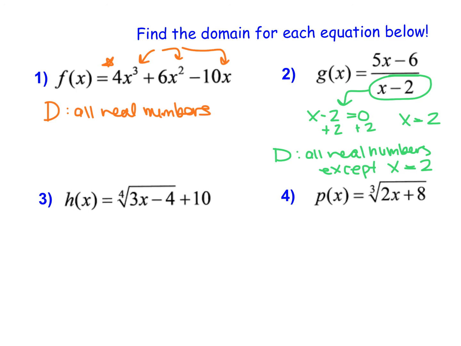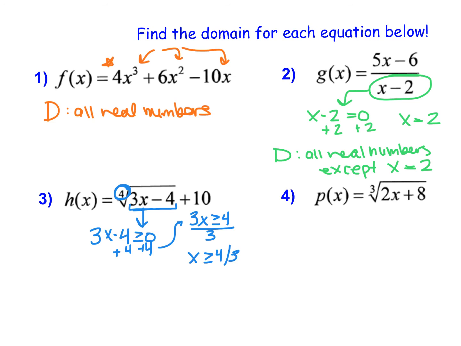Then if I look at example 3, I notice that I have an even root. So I know that the inside of this root has to be greater than or equal to 0. It can never be negative. So I have 3x minus 4 is greater than or equal to 0. So I end up with 3x is greater than or equal to 4, and so x is greater than or equal to 4/3. So my domain here consists of all of the x values that are greater than or equal to 4/3.